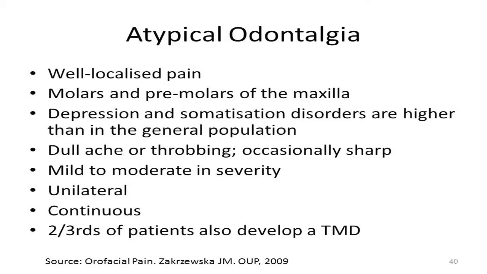You, I'm sure, are well aware of the typical presentation. It tends to be a dull ache or a throbbing pain. It's described as low-level, mild to moderate pain, but actually something that is quite debilitating for people. It tends to be unilateral, tends to be there all the time, and interestingly, increasingly, as we talk about boundary and overlap pain syndromes, it's now estimated that about two-thirds of patients also develop or have in the past had a temporomandibular disorder.